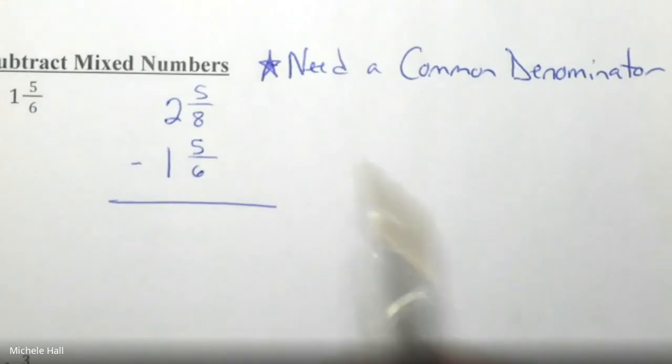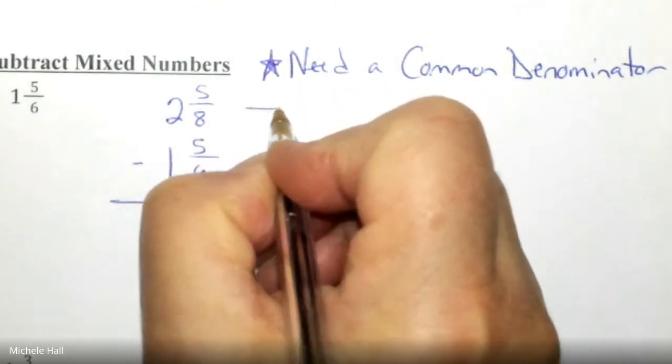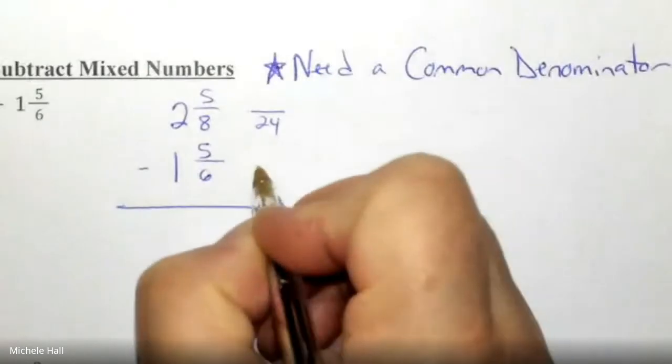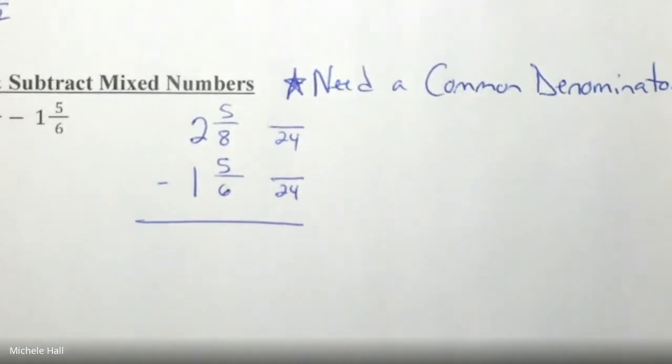Okay, common denominator. What is the common denominator for 8 and 6? Aiden, what do you think? What would be a number that both 8 and 6 could go into? 32 works for 8. 48 works, but that's too high. I want to go with the least common denominator. 24. Oh, 24 works for both of them. So I'm going to come over here and put 24. Again, if I used 48, fine. It just means I'd have to reduce more at the end.